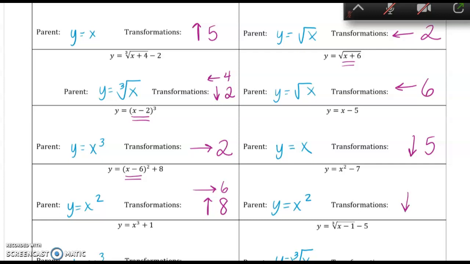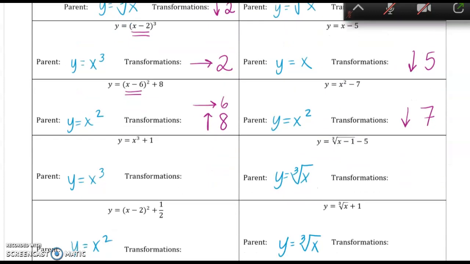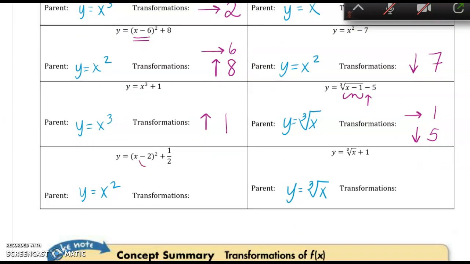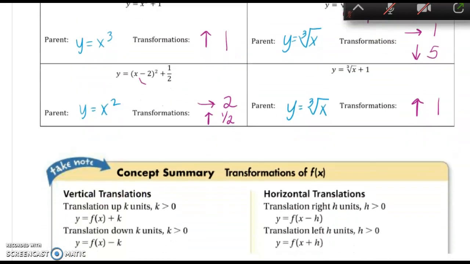This is going to go down 7. This is going to go up 1. Let's see, this will make it go right 1. And then this one will make it go down 5. And the last one is going to make it go right 2 and up 1 1/2 units. So all we're doing is thinking about what's happening on the inside, left or right, and on the outside, up or down, and that's it.